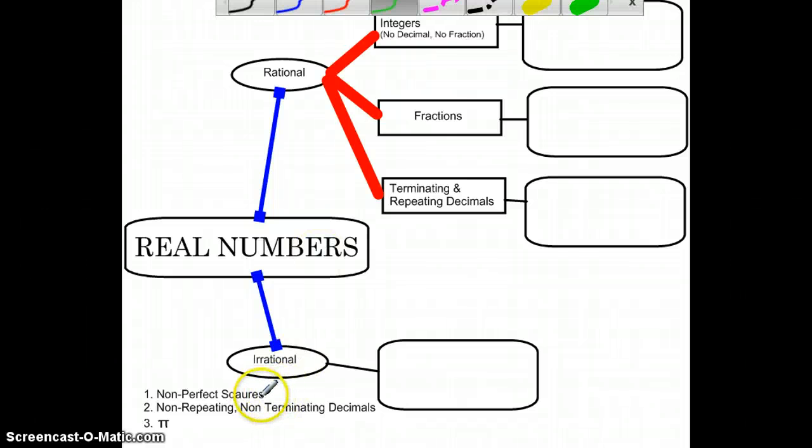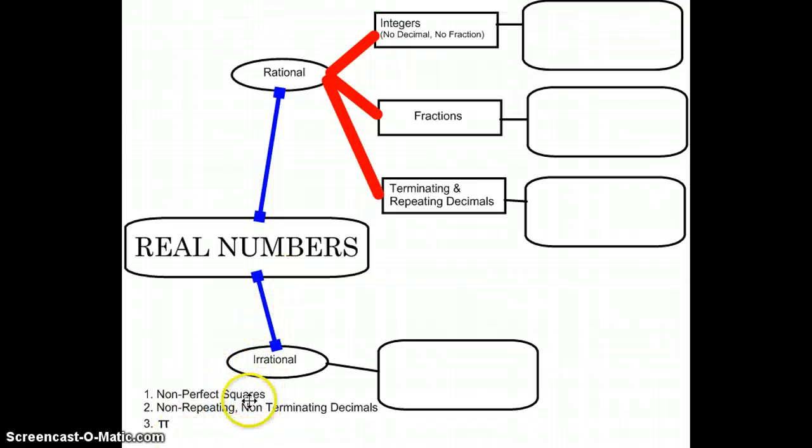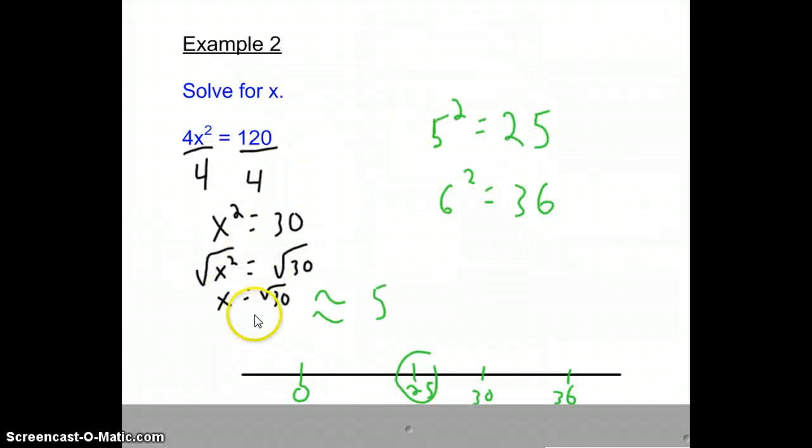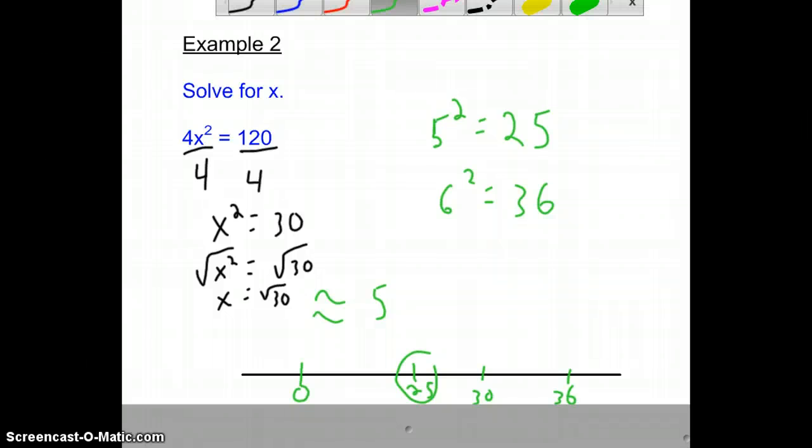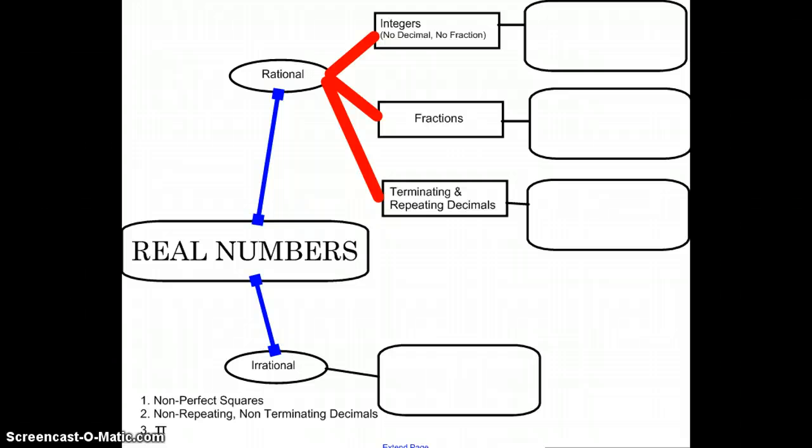A non-perfect square. Yikes, I spelled that one wrong too. Hey, what do you know? I'm looking at it closer. I guess I didn't misspell that. Ah, the beauty of technology. Anyway, so non-perfect square. So for example, we just had one of these here. Square root of 30 we said is a non-perfect square. So that would be an irrational number here. Square root of 30. Irrational. Okay, non-perfect square.